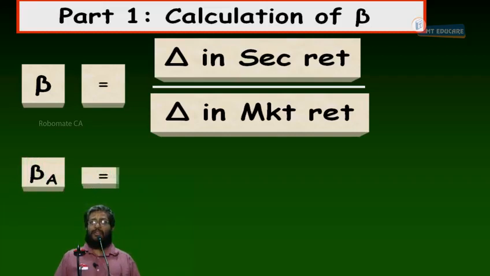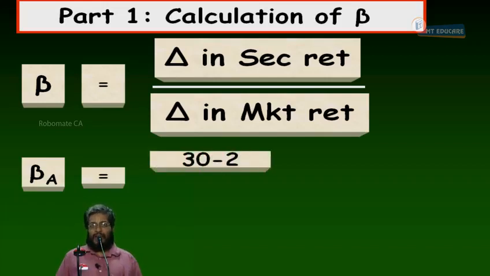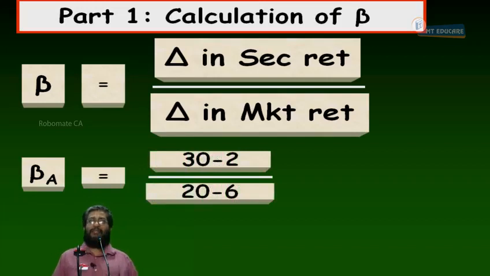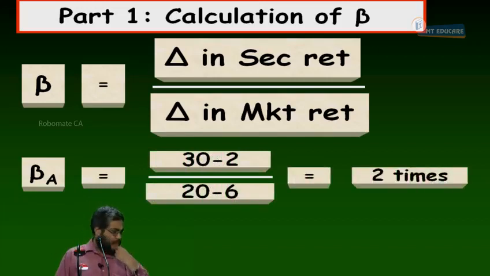Beta A, the beta of the aggressive stock, is equal to what minus what divided by what minus what? 30 minus 2 divided by 20 minus 6. How many times? 2 times. Beta is equal to 2 times.